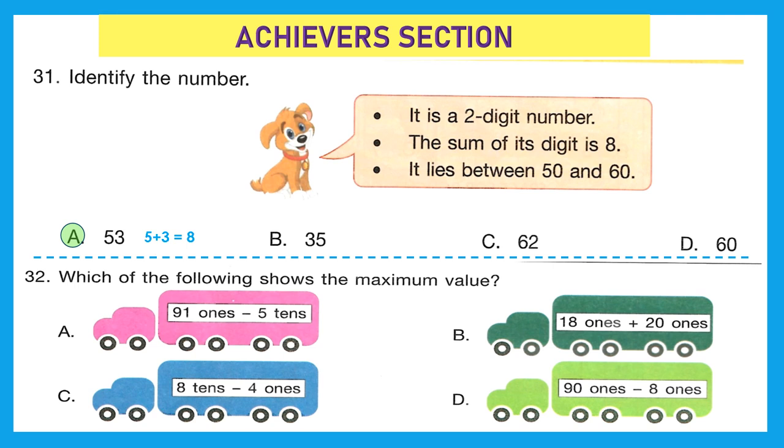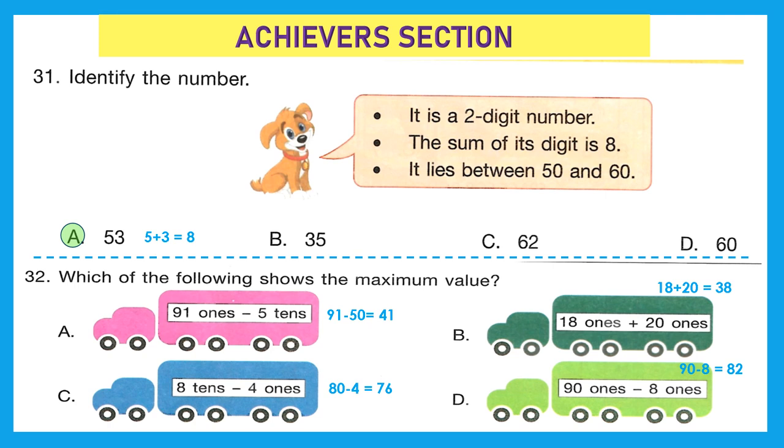So the option A is 91 ones minus 5 tens. That means 91 minus 50. That is equal to 41. Option B, 18 ones plus 20 ones. That means 18 plus 20, which is equal to 38. Option C is 8 tens minus 4 ones. 8 tens means 80 minus 4. This is equal to 76. And option D is 90 ones minus 8 ones. That means 90 minus 8. That is equal to 82.